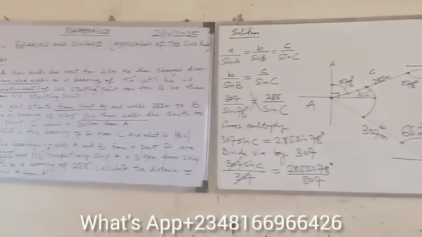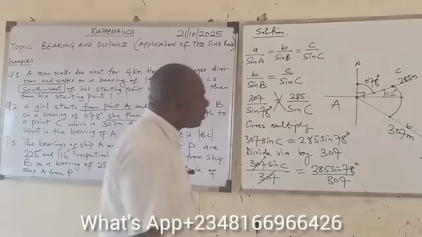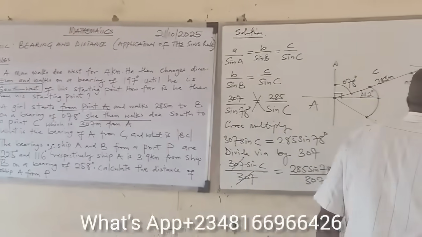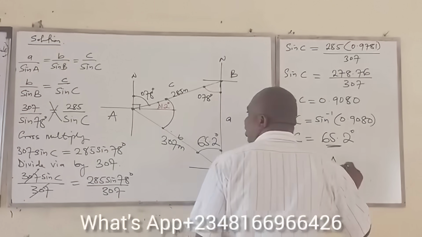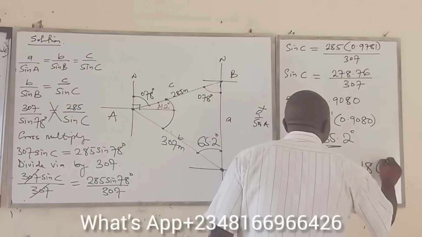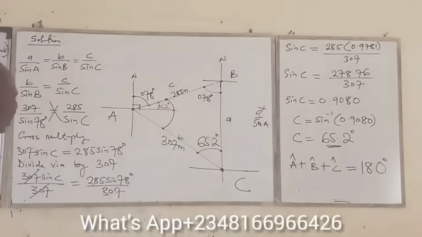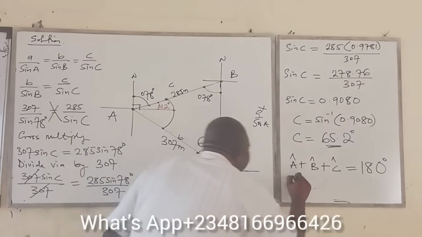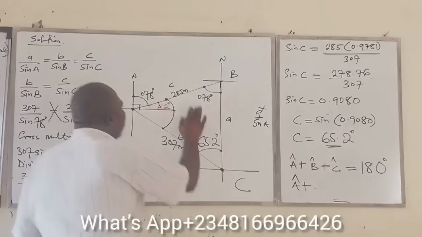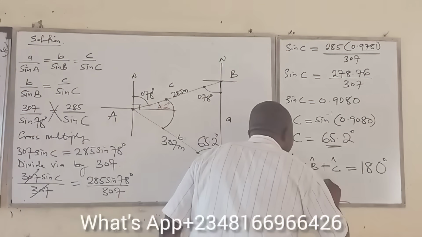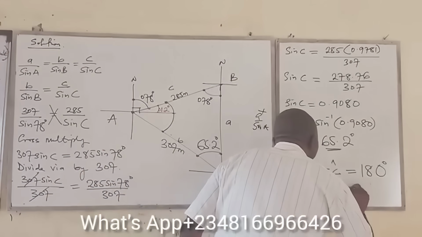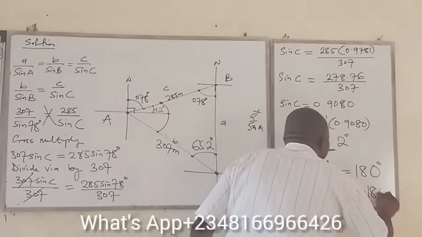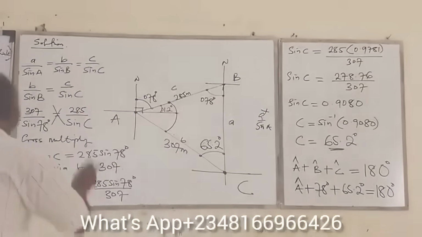I remember what they asked us to find here. They said we should find the bearing of A from C. Now let's look at this again. Remember we said angle A plus angle B plus angle C is equal to 180 degrees. Now we are looking for our A. So we have angle A plus 78 degrees plus 65.2 degrees equal to 180 degrees.